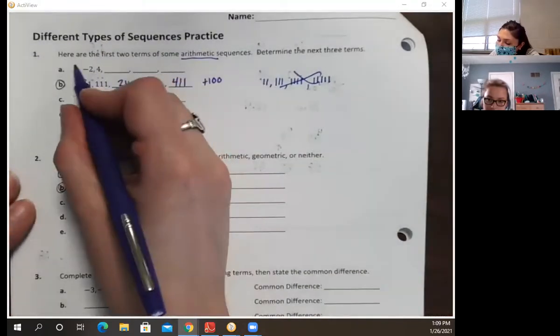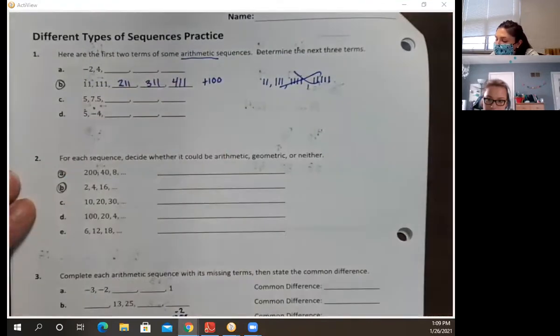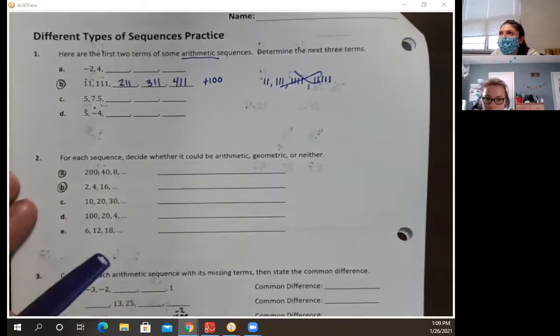And so for every problem for number 1, these are arithmetic sequences. You'll determine what am I adding or subtracting, and then continue that sequence.